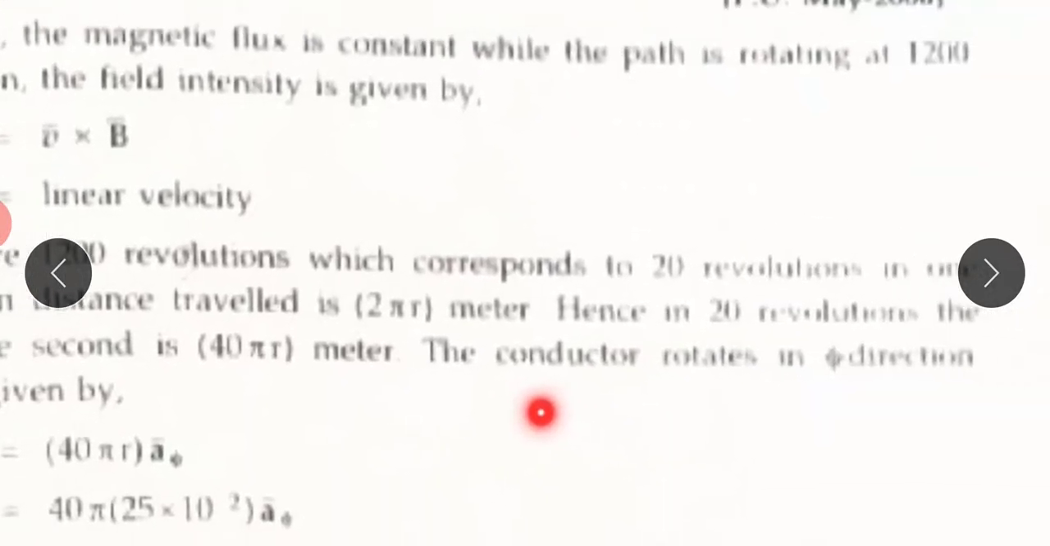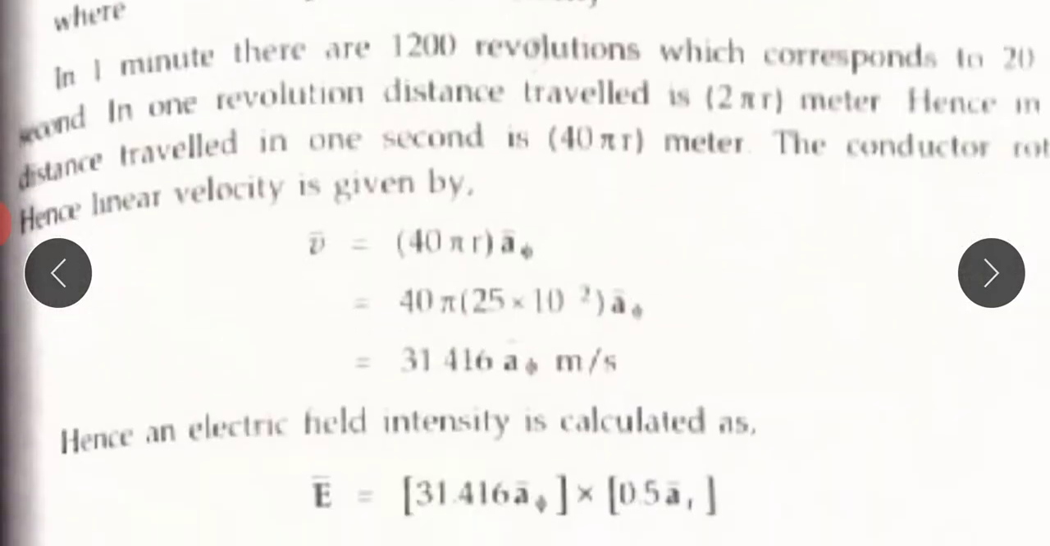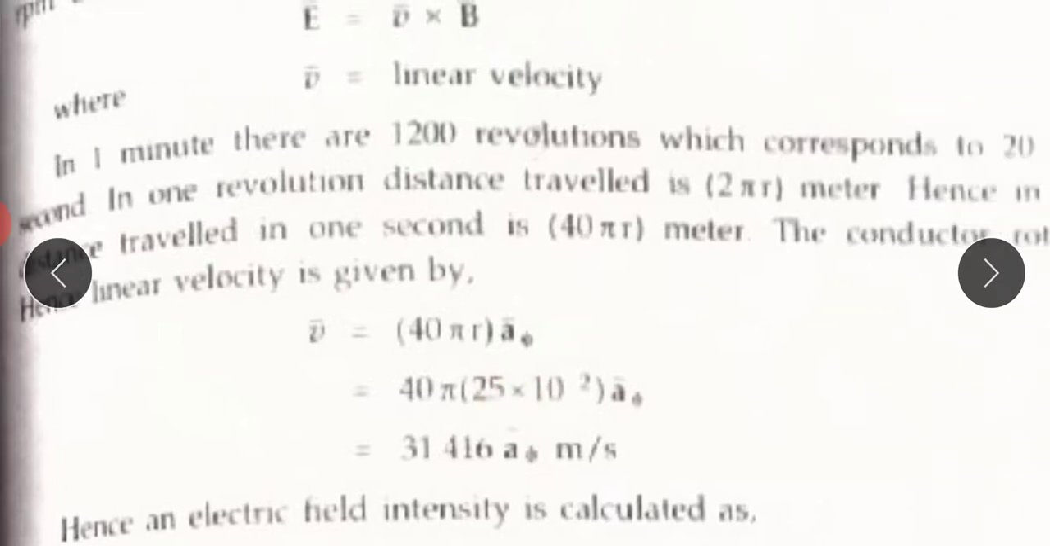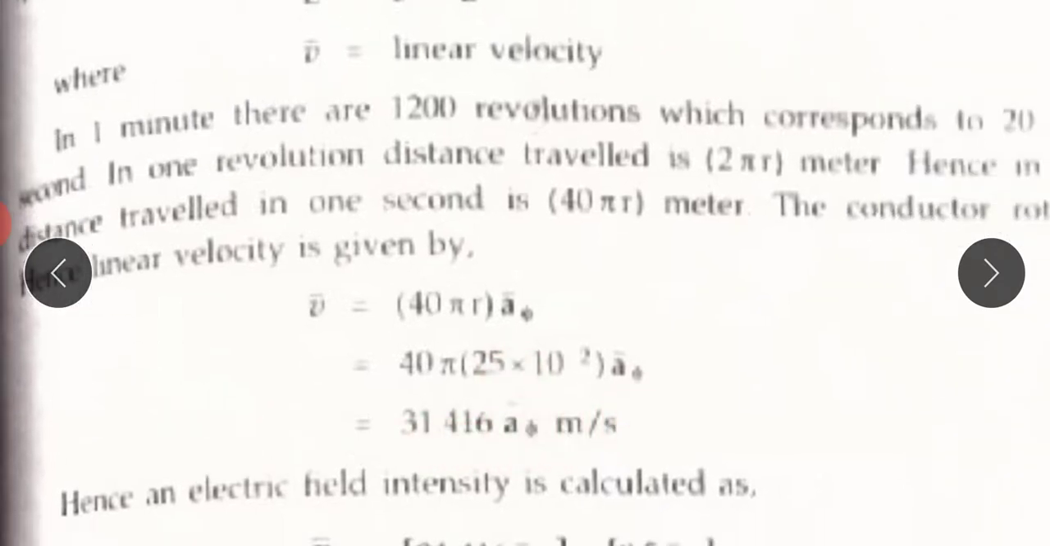So the conductor rotates in the phi direction. Hence the linear velocity is given by velocity equals distance by time. Here distance equals 40 pi r, time equals 1 second. So 40 pi r by 1 is 40 pi r, direction a phi bar. So the linear velocity V bar equals 40 pi r into a phi bar. Given radius equals 25 centimeters, so 25 into 10 to the power of minus 2. So finally V bar equals 31.416 a phi bar meters per second.